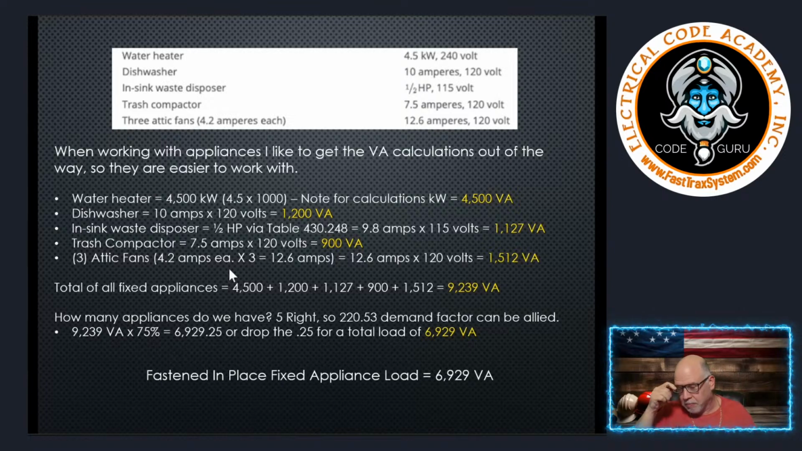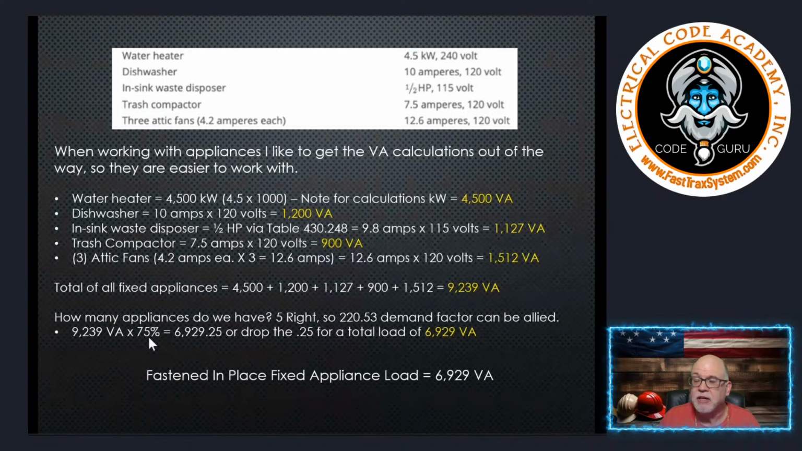Now, remember, if you only had 3 or 2 or 1, then you're not going to apply any demands. You just put the total amount here, and that's what's going to transfer over to your calculation. But we obviously have 4 or more. So now I'm going to apply the 75% to that. So I take that 9,239 and I multiply that by 75% or 0.75 if you're using a calculator and you don't want to use percentages.